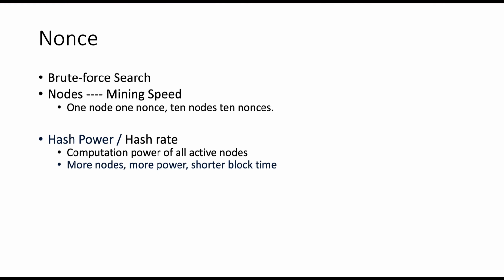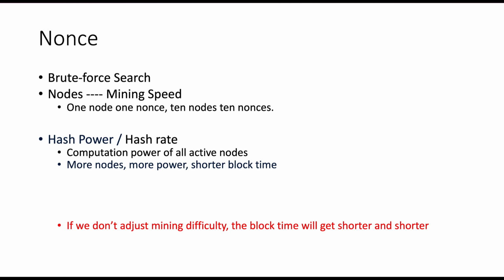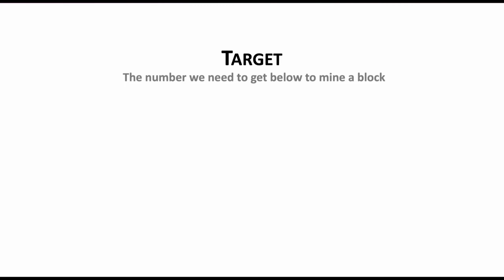And the total computation power of all active nodes is called hash power or hash rate. Then it's obvious, if nodes get more, then the mining speed gets higher and the block time gets shorter. So that's the real situation. It actually happens to every active blockchain. Nodes are getting more and more. So if we don't adjust mining difficulty, the block time will get shorter and shorter. Now let's see how to adjust.